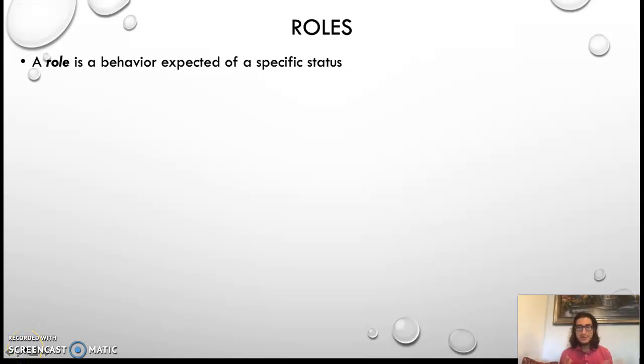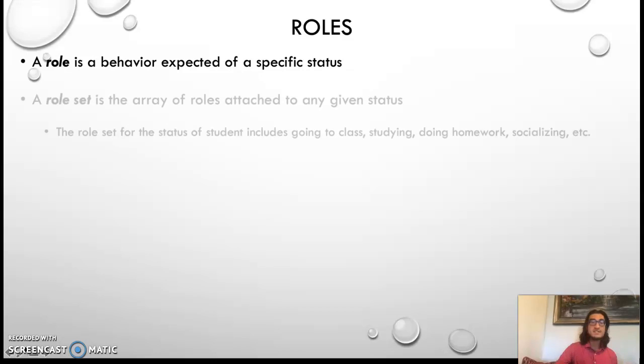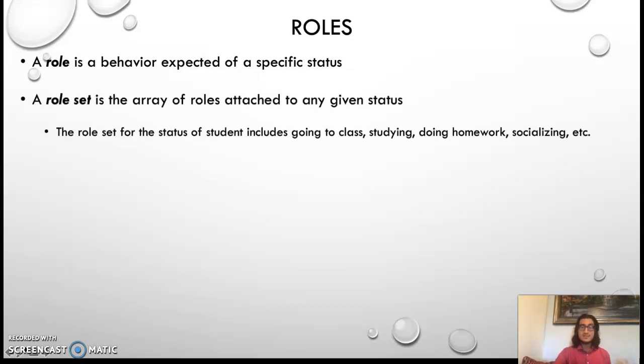So one last quick video to wrap things up here. The last concept we have to cover this week is that of roles. A role is essentially just a behavior that is expected of a specific status. A role set, then, is the collection, or an array, of roles attached to any given status.